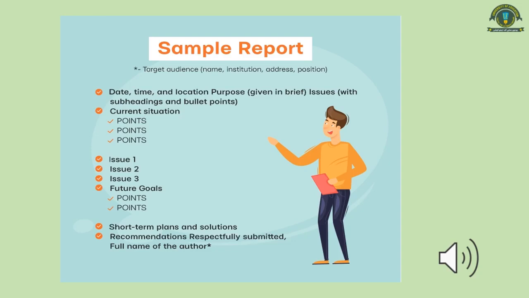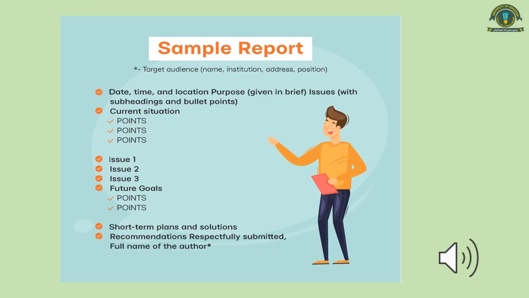After that, what is the important thing? That is to mention the date, time, and location. And along with date, time, and location, you have to mention the purpose, and that purpose must be in summarized, brief form, and the issues which are related to that problem you have to mention in subheadings and in bullet form. Then the current scenario or the present situation you have to mention in the form of some points, so that the whole scenario may be clear before the eyes of the reader.